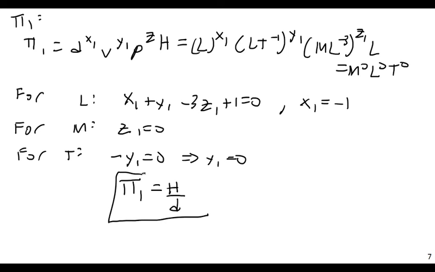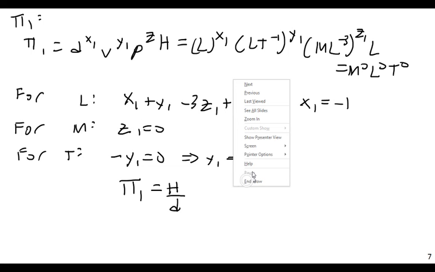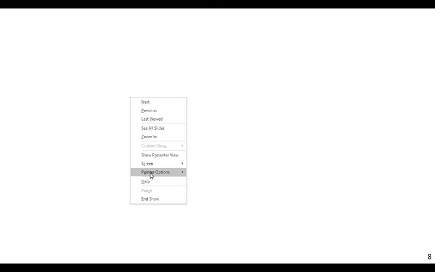So pi terms don't actually need to be that complicated. They can collapse down to something fairly simple fairly quickly. Pi 1 is just going to be equal to h over d. Next, I'm going to do the same thing. So I'm going to run through and do really the same thing for all of these.